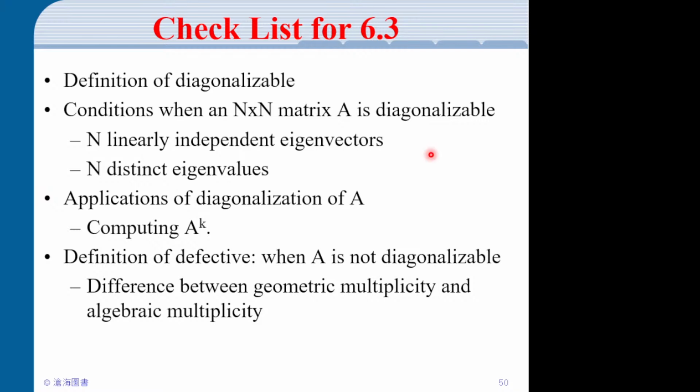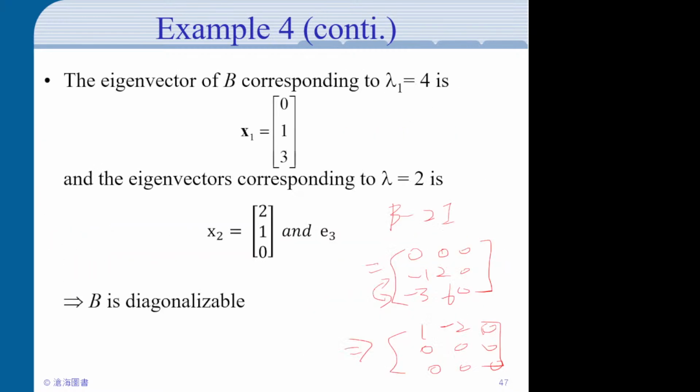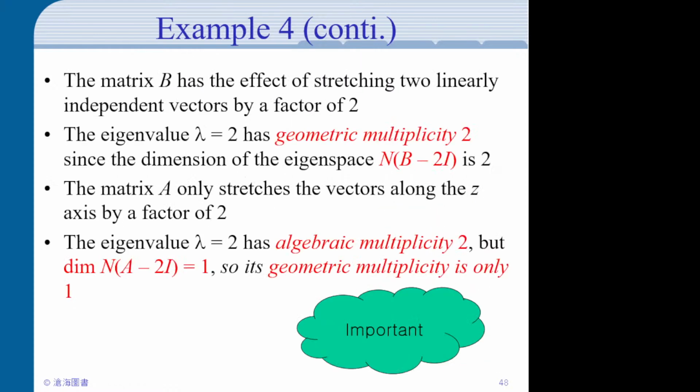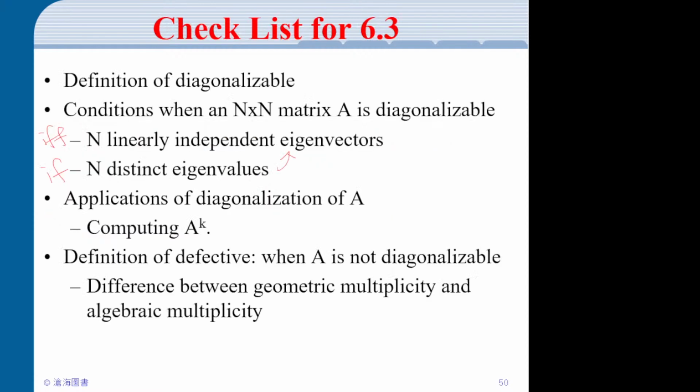So I should mark it a little better here. Okay. So this one is if and only if all the eigenvectors are linearly independent, and this one is if you have n distinct eigenvalues, because this one will imply this one, but the converse is not true. So if you don't have distinct eigenvalues, you can still have linearly independent eigenvectors, as we see in this example here.